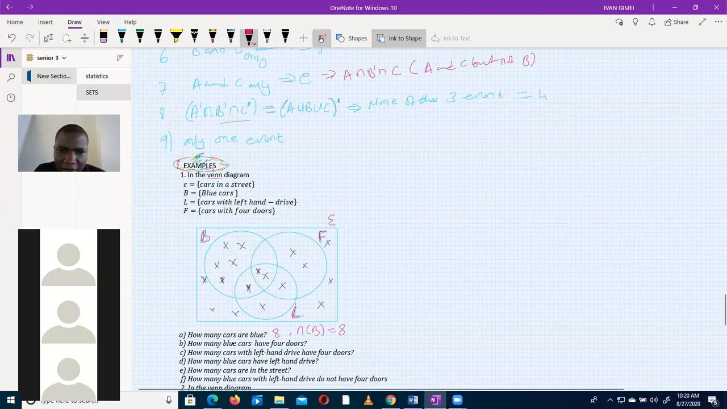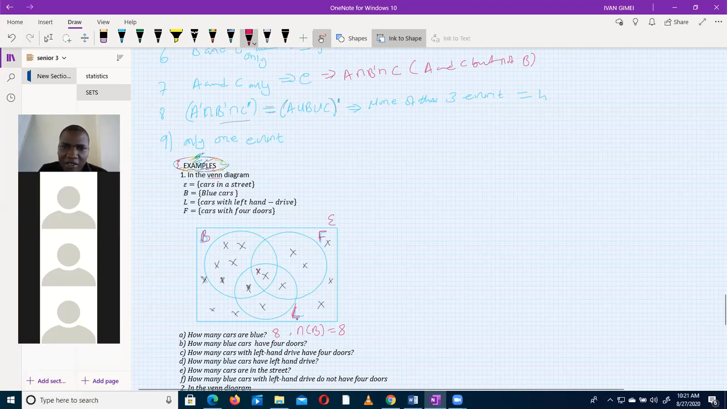The next question is, how many blue cars have 4 doors? Remember the definitions. B is for blue cars. F is for 4 doors. So how many blue cars have 4 doors? Five. How many blue cars have 4 doors? That's what we're looking for.